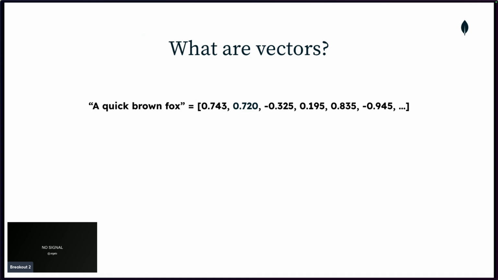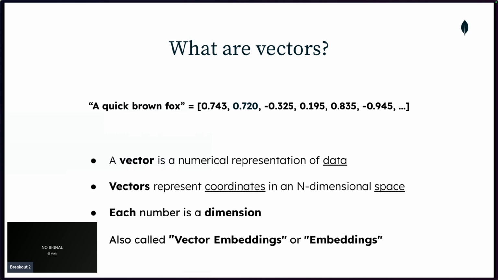is our vectors. So we have this vector here, a quick brown fox. That text equals this array of numbers, these floating point numbers. Those are vectors, vector embeddings. So these vectors, they are a numerical representation of data. They are basically just an array of numbers, right? And these are coordinates in an n-dimensional space, where n equals the number of items that we have in that array, right? So however many numbers we have, that's how many dimensions we have. And you might also see these referred to as vector embeddings or just embeddings.